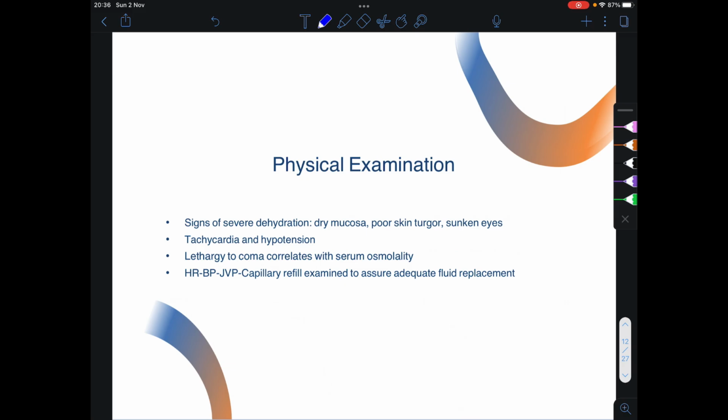On physical exam, you'll actually see that they have dry mucosa, poor skin turgor, and sunken eyes, signs of dehydration. They can have tachycardia and hypotension, and that means that there is shock, and you have to treat very quickly in these conditions. They can also have lethargy and coma, and you always want to check the heart rate, blood pressure, JVP, and capillary refill once you start introducing fluids, because these can indicate whether the fluids are helping this patient or not. We always introduce a treatment and then we re-monitor and see the response.